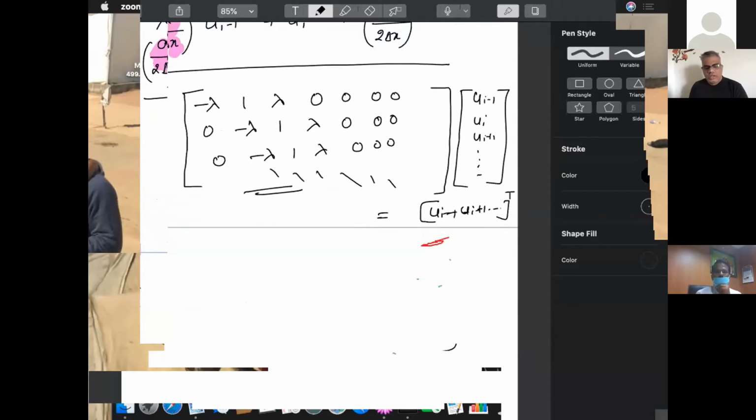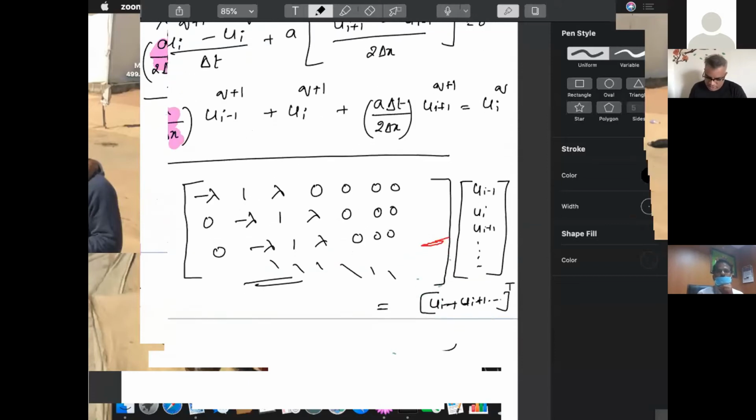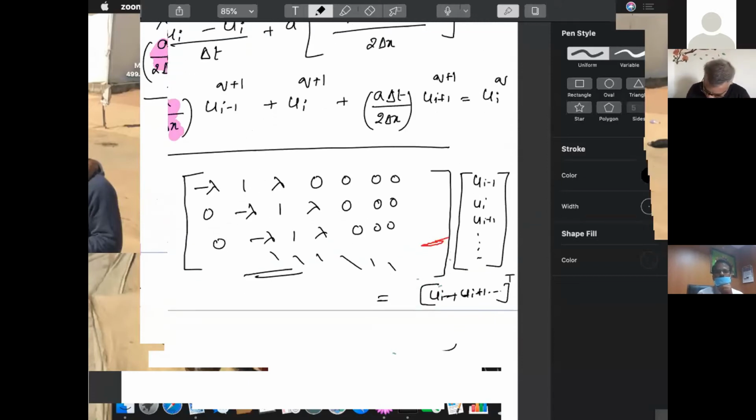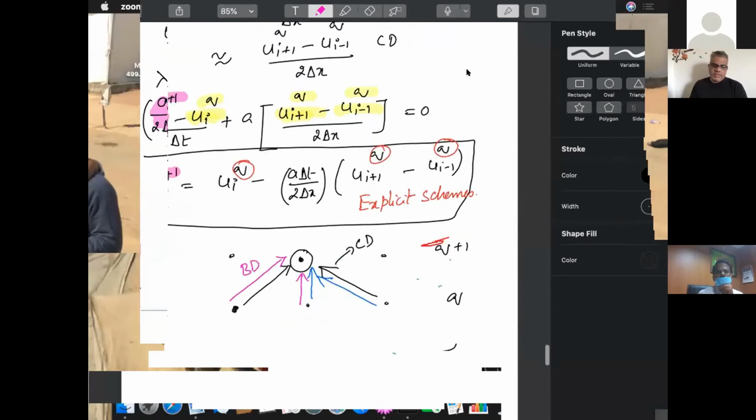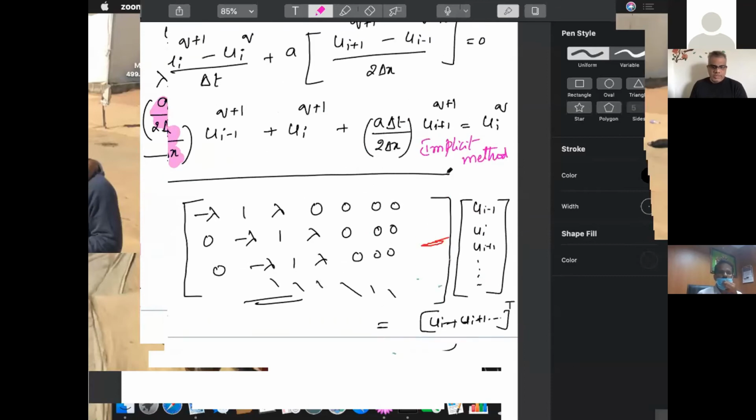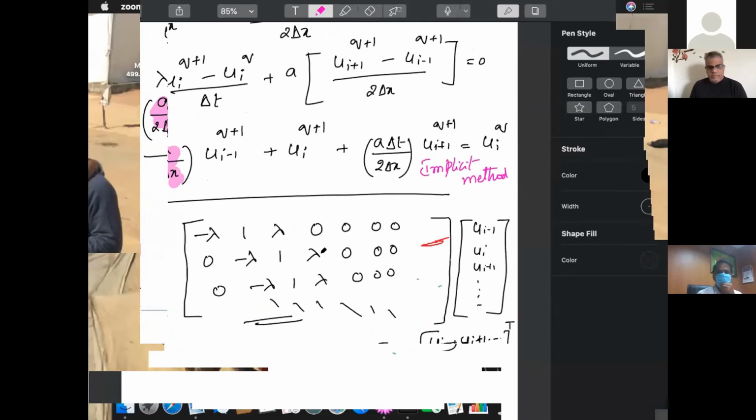Such a method is called an implicit method. So you can either use an explicit method or an implicit method. The difference between these two is that in an implicit method, you need to construct this matrix. Most of the coding process would go into constructing the matrix, and once you construct the matrix, you try to invert the matrix.